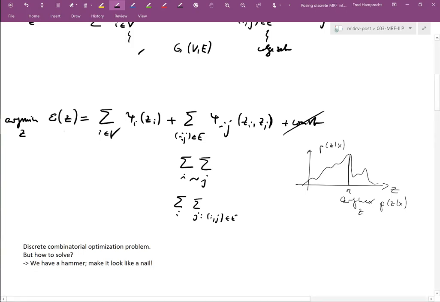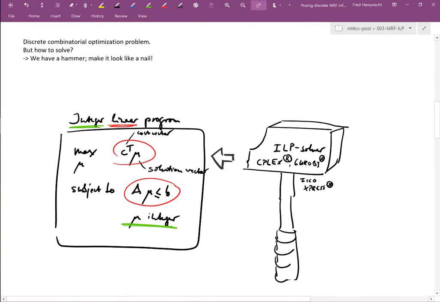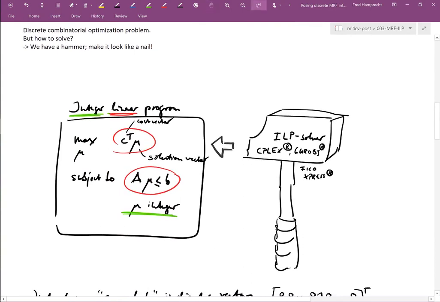The idea is to rewrite it in a form for which we already have tools. So metaphorically speaking, there are prefabricated tools like a hammer, so we need to make it look like a nail. And in our case, the hammer is called an integer linear programming solver, and I've given some names here. So Cplex, Gurobi, or Fico Xpress are very highly developed, efficient, fast solvers for integer linear programs.